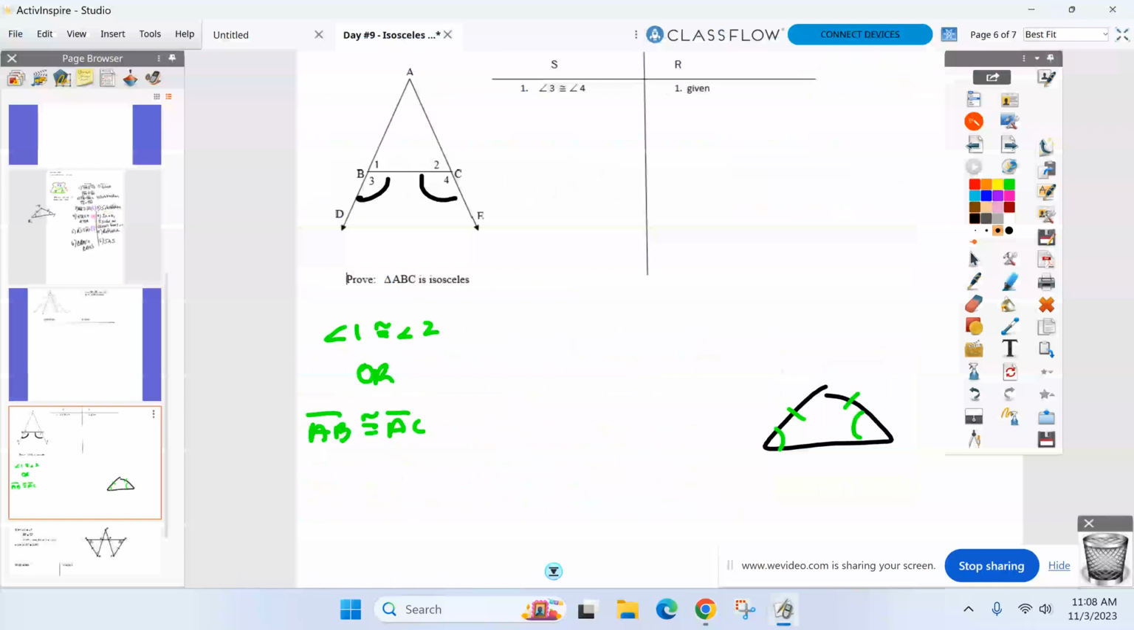Where am I going with this? Well, that would mean then 1 and 2 are both supplementary to angles that are congruent, so 1 and 2 have to be. 1 and 2 are both supplementary to congruent angles, so they have to be congruent to each other, right? Okay, so 1 second.